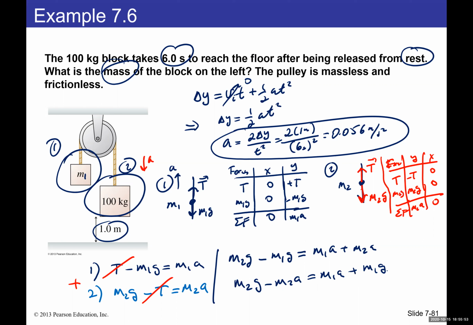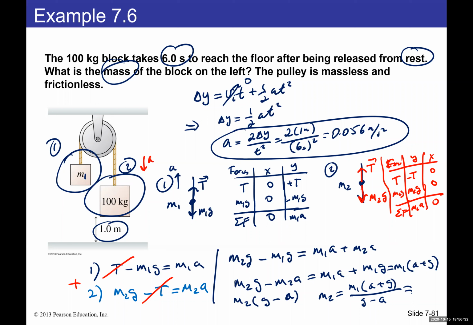Now, on the right side, I have M1 times A plus G, and on the left side, I have M2 times G minus A. So I can just divide those quantities, and say M2 equals M1 times A plus G, divided by G minus A. If I do that, remember, I am given mass 1, and I have the acceleration, so I can just calculate.